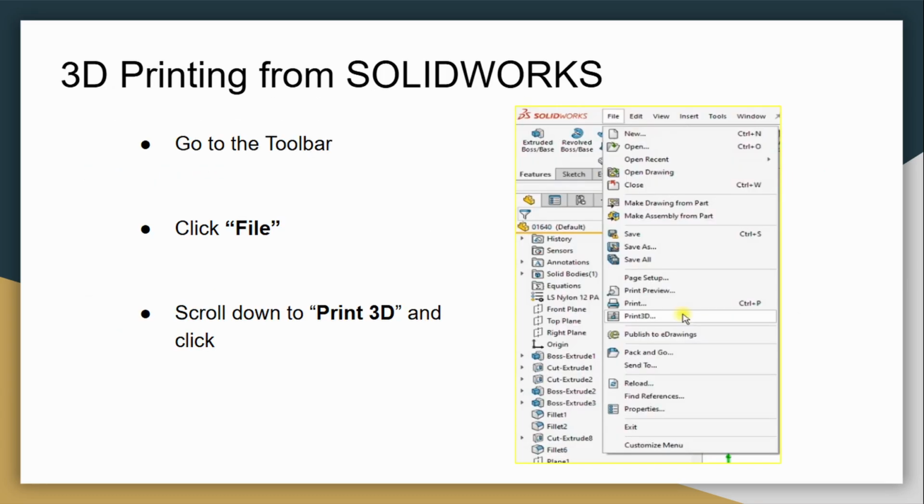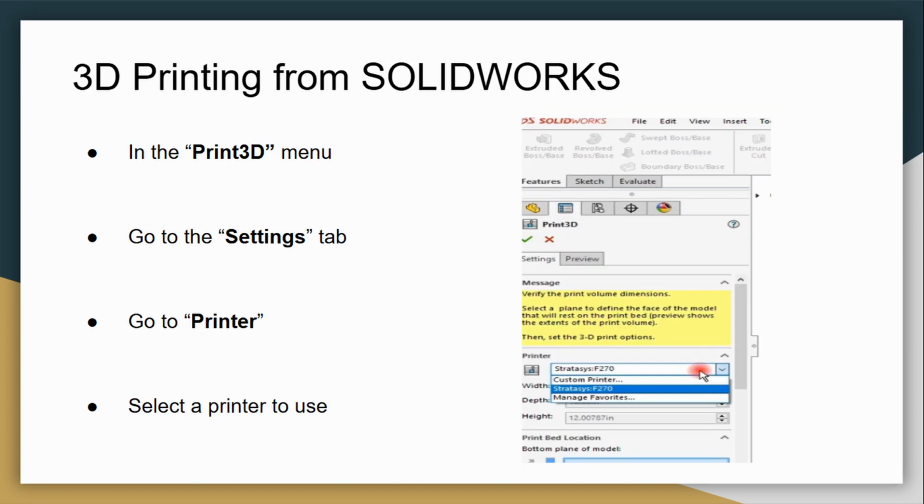To 3D print a SolidWorks design, you access printing through the Print 3D tool. The first step is to go to the toolbar at the top of the screen. Click File, scroll down to Print 3D. In the Print 3D menu, in the Settings tab, under Printer, select a printer to use.